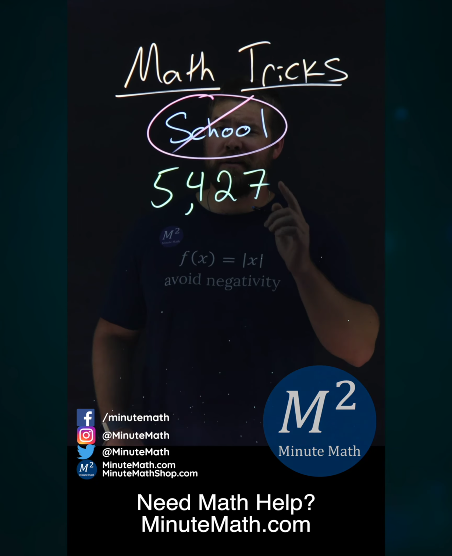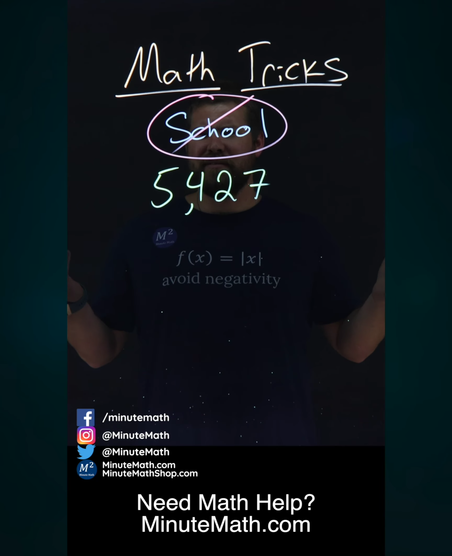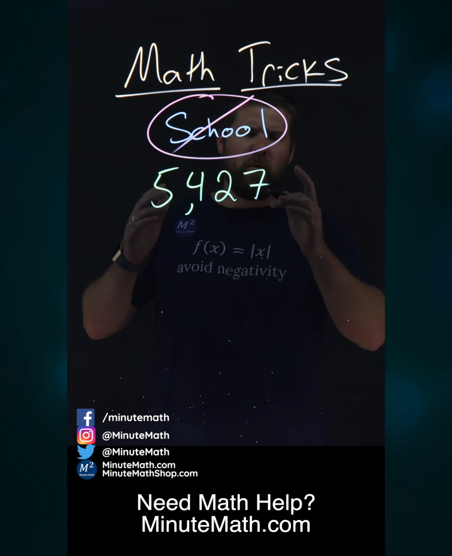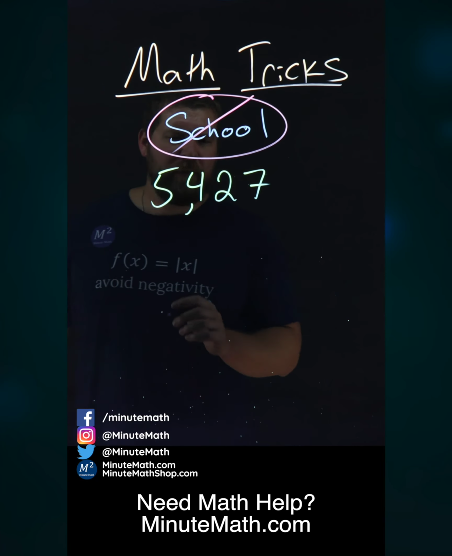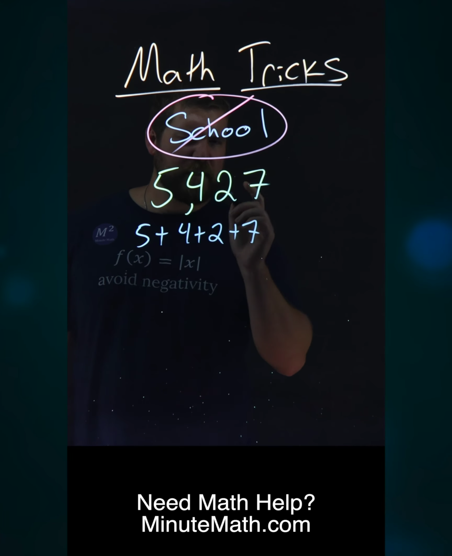This trick is dividing by 3. We have 5,427, and we want to know if it's divisible by 3. I don't know why, but we want to know it. A quick way to do this is a calculator, but we're not going to do that. Let's add up the digits: 5 plus 4 plus 2 plus 7. What does that come out to be?